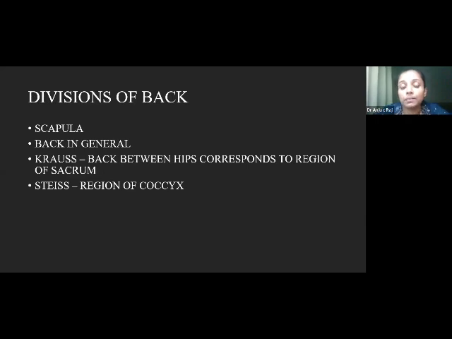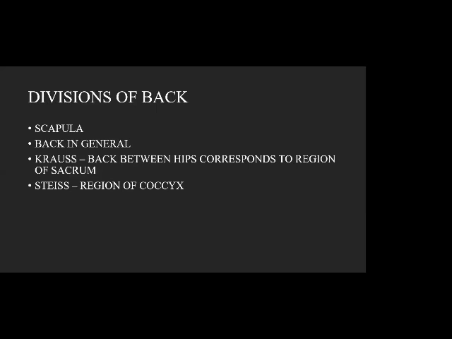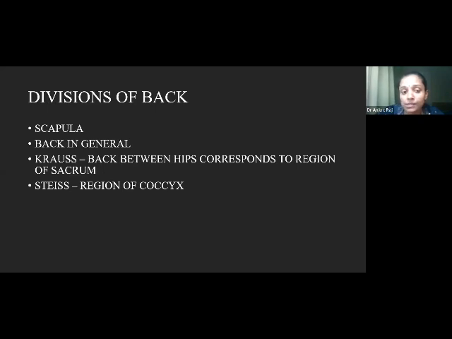Next, important in the BTP, always asked, is the division of the back. There are 4 divisions: scapula, back in general, cross. Cross is important. Just remember that cross means cross. That is back between the hips corresponding to the region of the sacrum. And the last is the region of the coccyx. Okay.